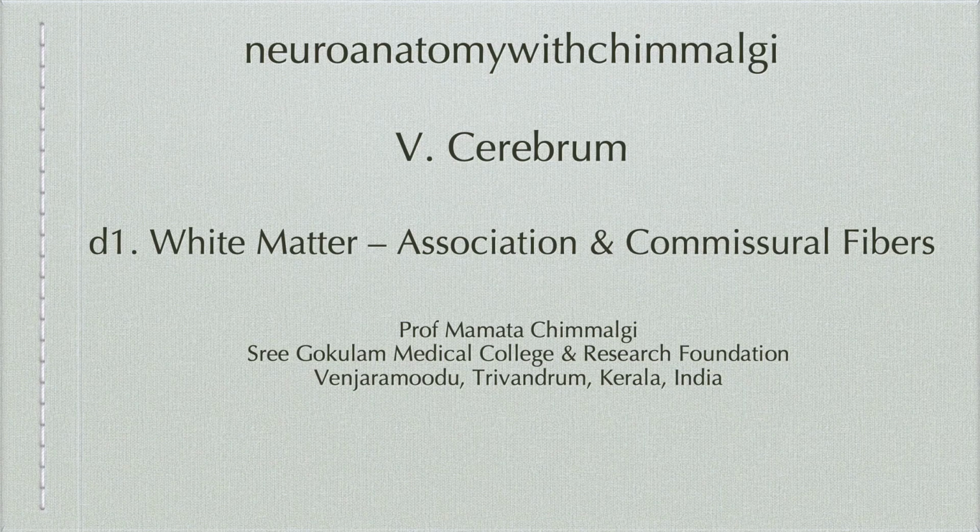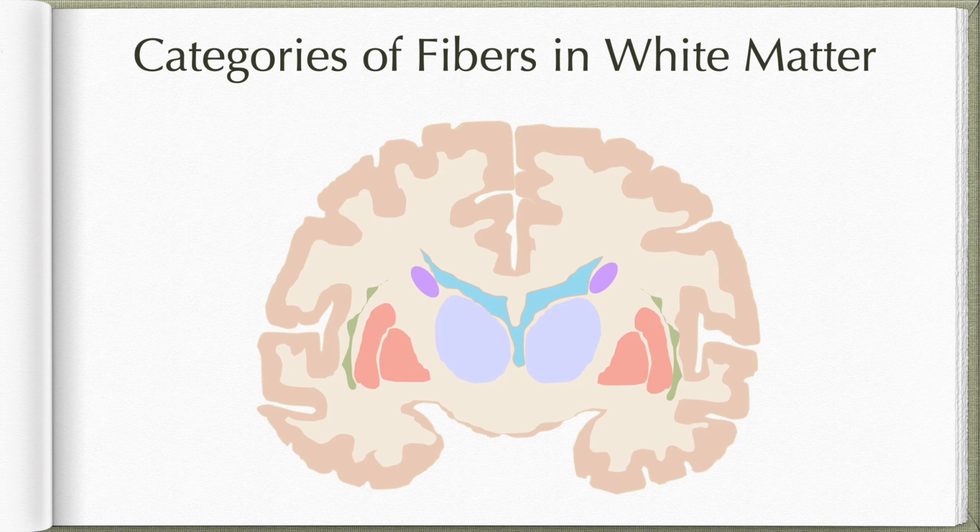In this segment, let us study the white matter of cerebrum. White matter lies deep to the cortex and forms bulk of the cerebral hemisphere. It's made up of nerve fibers, and based upon what these nerve fibers are connecting, they're categorized into three groups. The first group is the association fibers. They connect two areas within the same cerebral hemisphere.